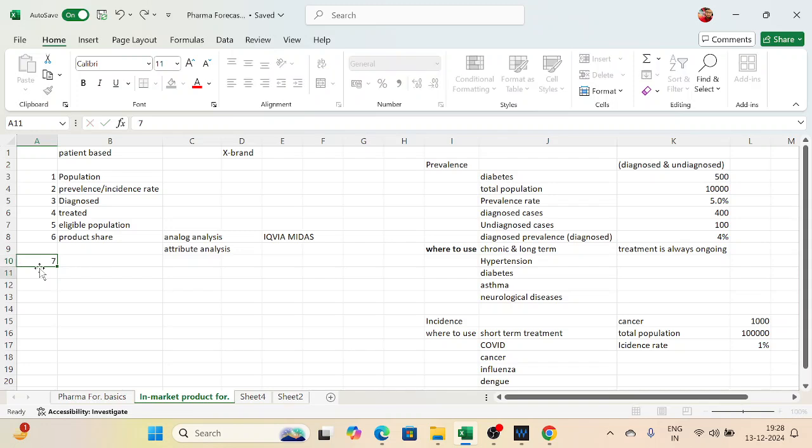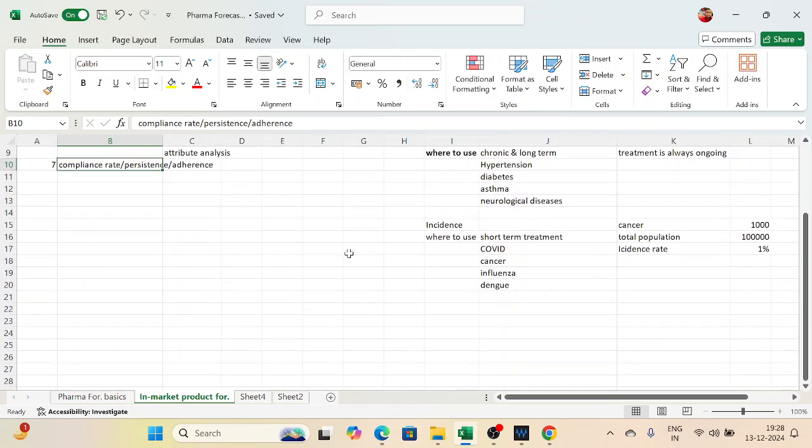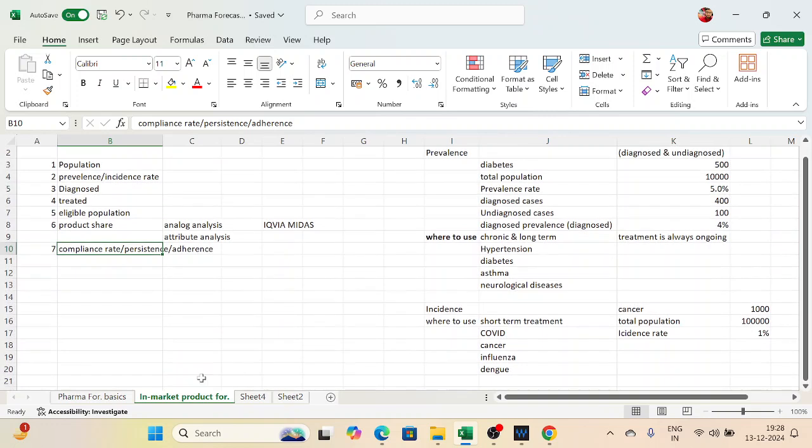So after that, you apply a lot of the conversion factors. Conversion factors can be your compliance rate, persistence rate, or your adherence rate. So it's very important to understand these terminologies as well. What is compliance rate, persistence rate? We will be talking about that. Then there is DOT, which is your duration of therapy. After DOT, there is price, and after that you have your revenue.